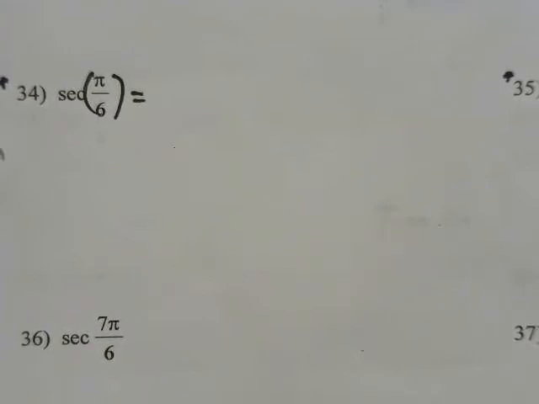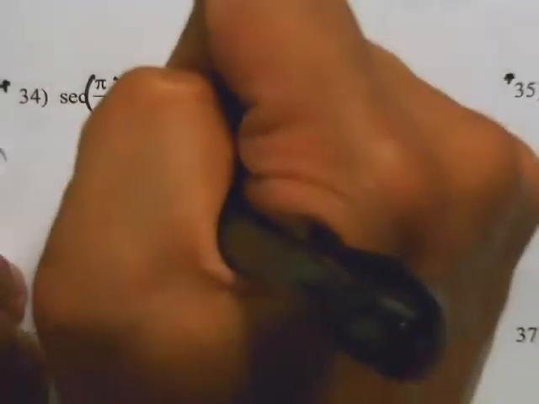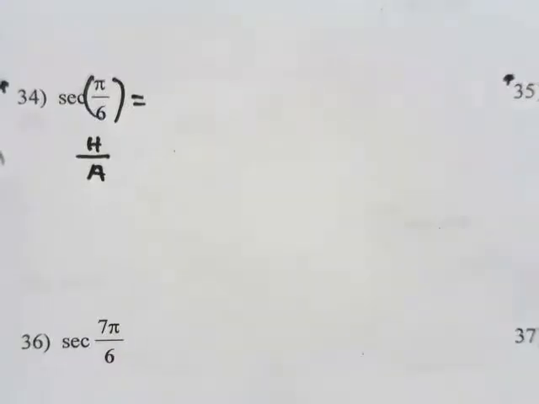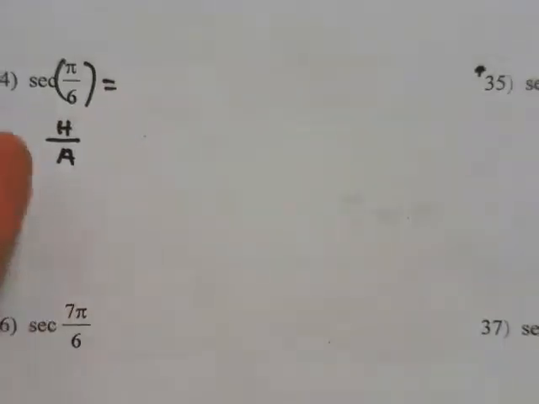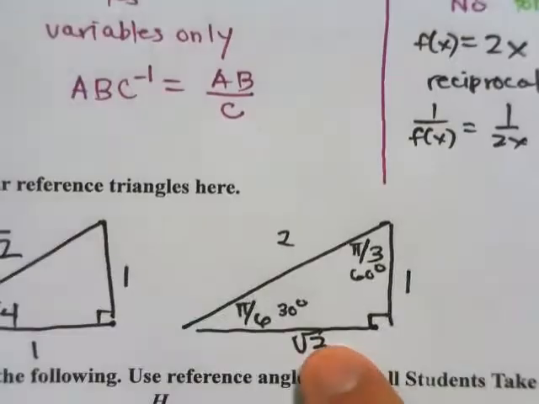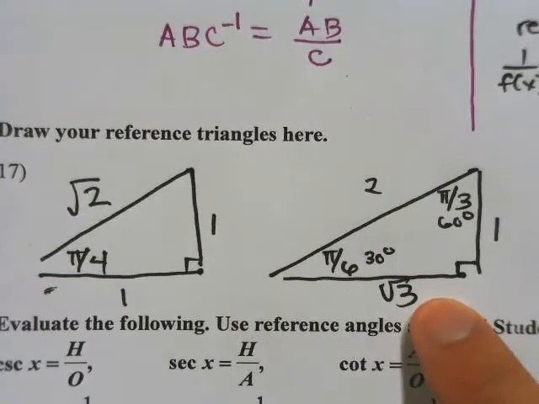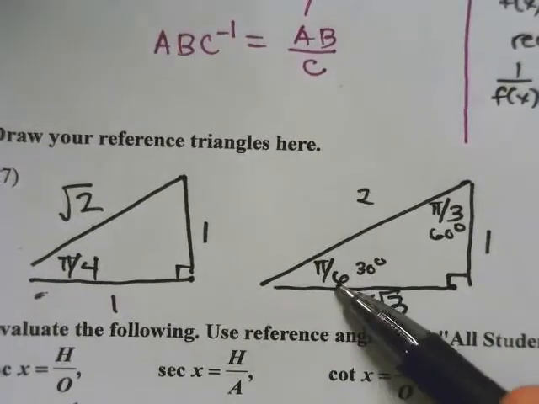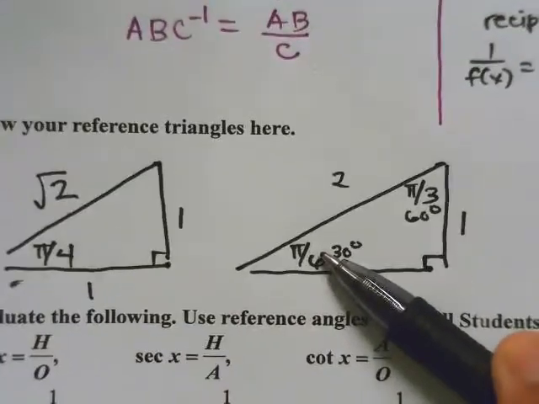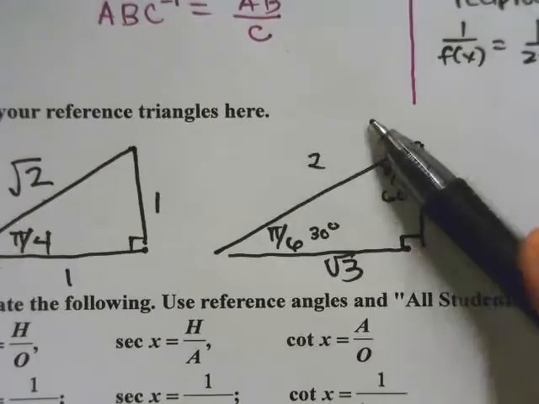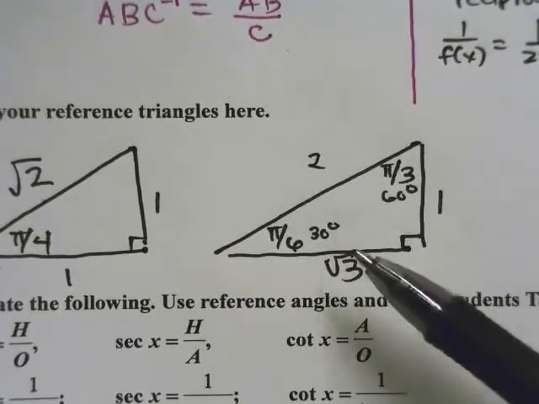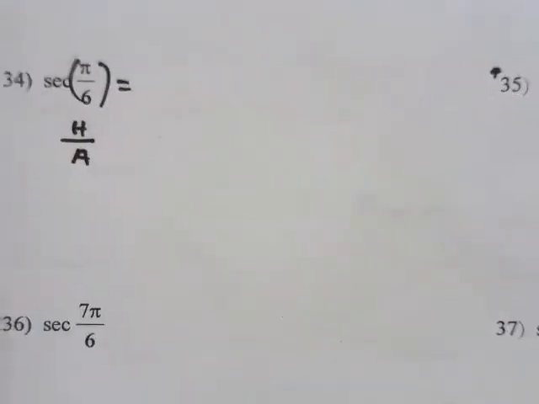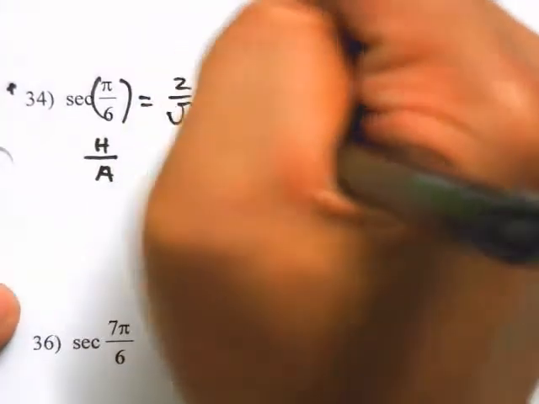Okay, secant is, and I do want to remind you guys, secant is hypotenuse over adjacent. Because it's an angle that's in quadrant 1, I am just going to use our reference triangles on number 17. Okay, so pi over 6 is 30 degrees. And we had said that it is hypotenuse over adjacent, okay? So it's going to be 2 over radical 3.